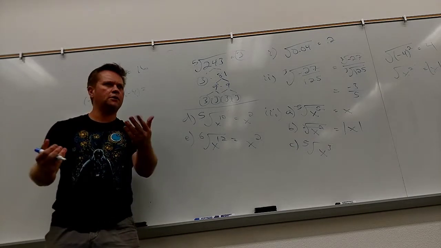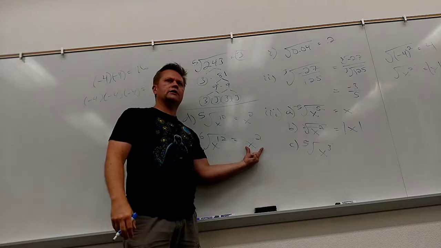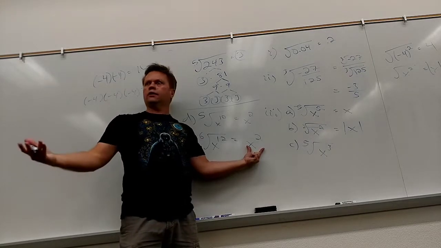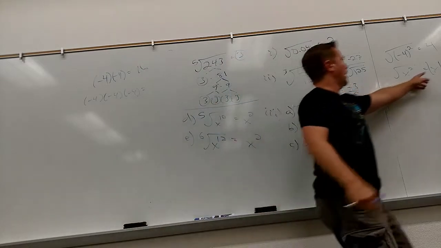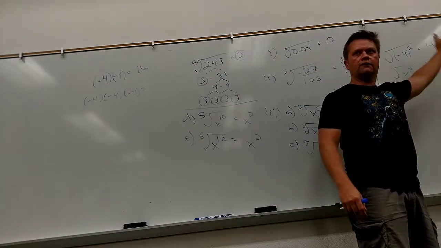Does everybody get what's happening? Why do I not have to put an absolute value here? Because x squared will never be negative. I don't have to save it from that. Whereas over here, x could be negative. I better save that.